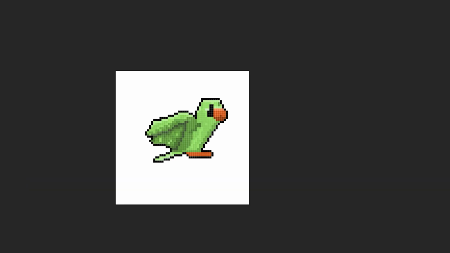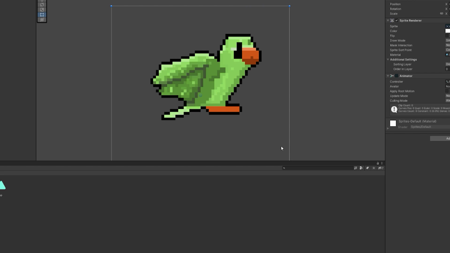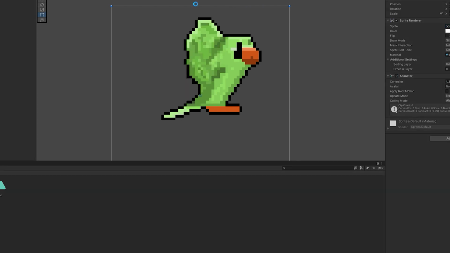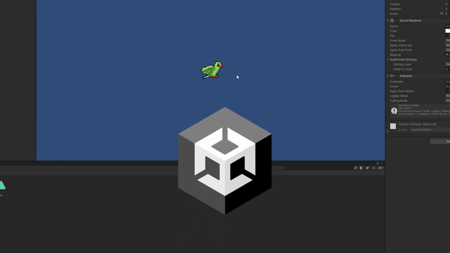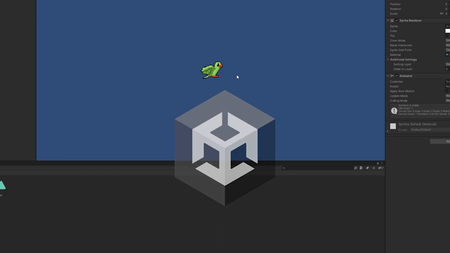So after watching a couple YouTube tutorials on pixel art, I came up with this character, and honestly, I was pretty happy with him. So I made two versions of the sprite, one with wings up and one with wings down. I then brought this sprite sheet into Unity and made a basic flying animation. For those who are not familiar with this interface, this is Unity and it's a game engine.